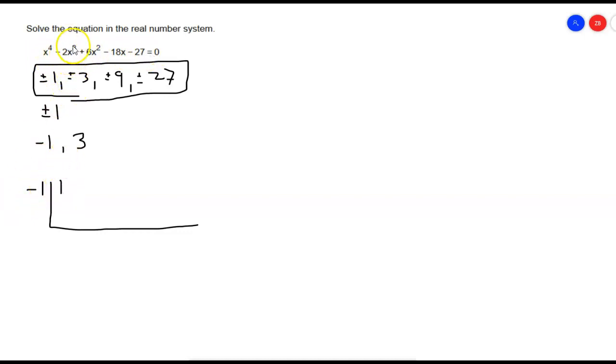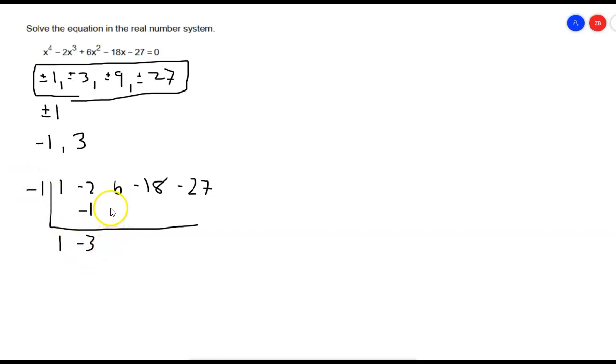If it goes from x to the 4th to x squared, I need to put a 0 in for the missing exponent, but I'm not missing any exponents here. So 1, negative 2, 6, negative 18, negative 27. Synthetic division is very similar to long division, just a little bit quicker. We bring the 1 down. 1 times negative 1 is negative 1. Add that, we get negative 3.